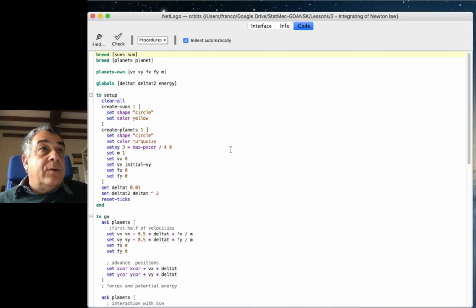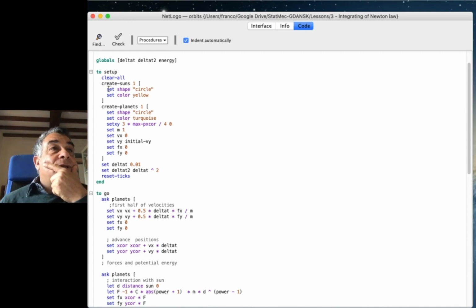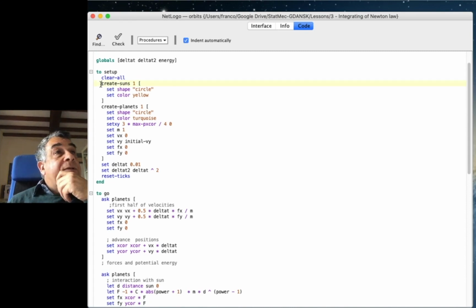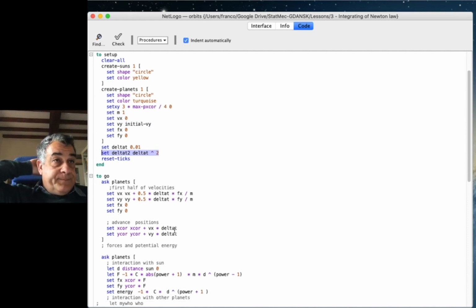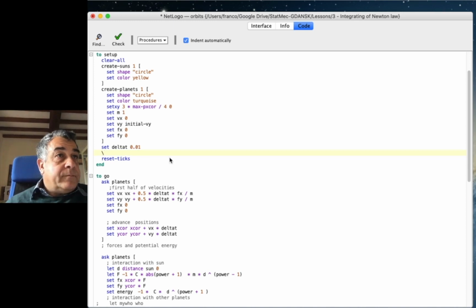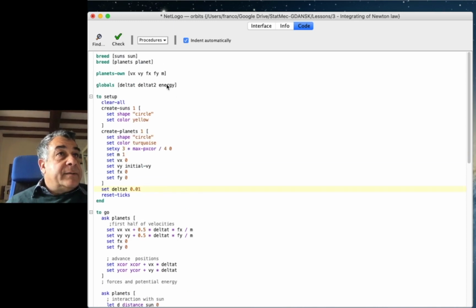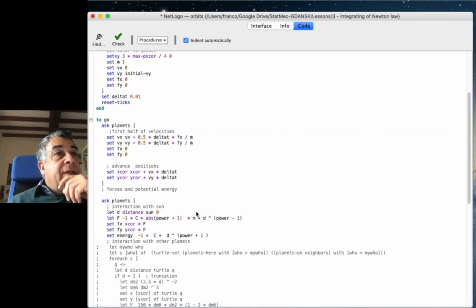So essentially the code is the same. I put very similar, just one planet in the circle just to mark the center, another planet with some initial conditions, some initial velocity, and delta t square, but I don't need it. And so I can remove this. And it was for another algorithm.